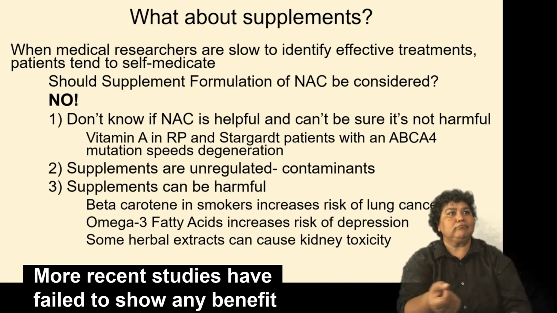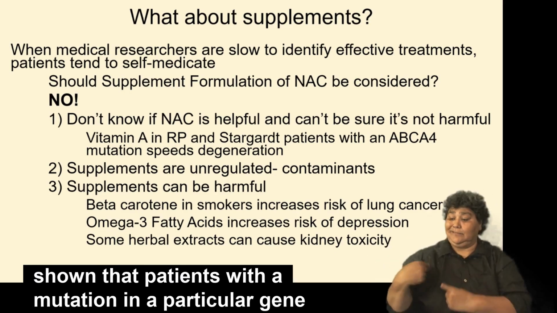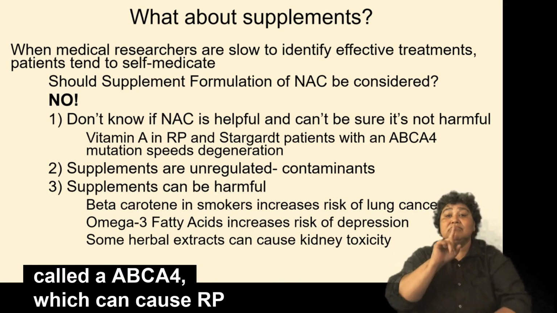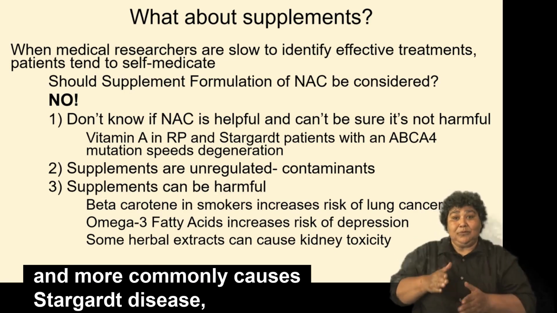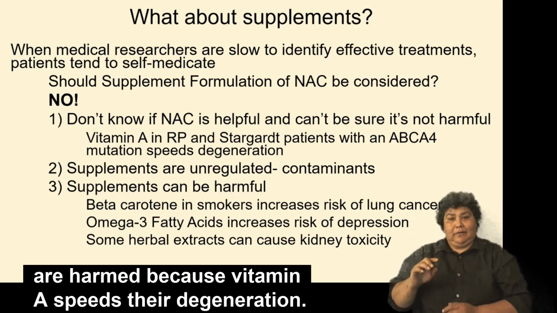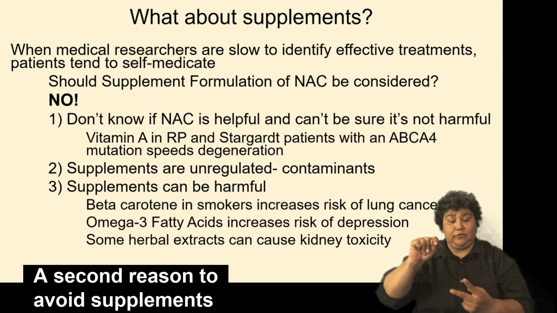More recent studies have failed to show any benefit from vitamin A, and in fact have shown that patients with a mutation in a particular gene called ABCA4, which can cause RP and more commonly causes Stargardt disease, are harmed because vitamin A speeds their degeneration.